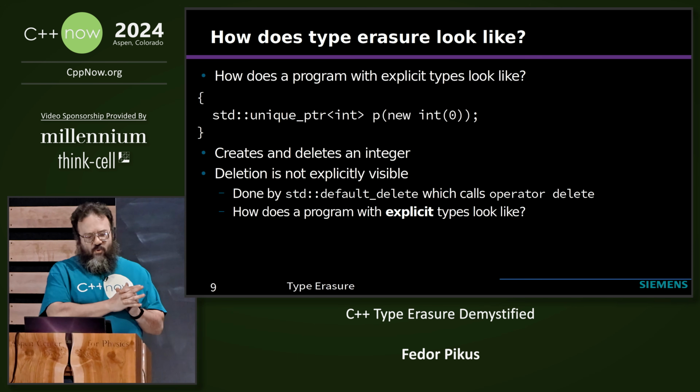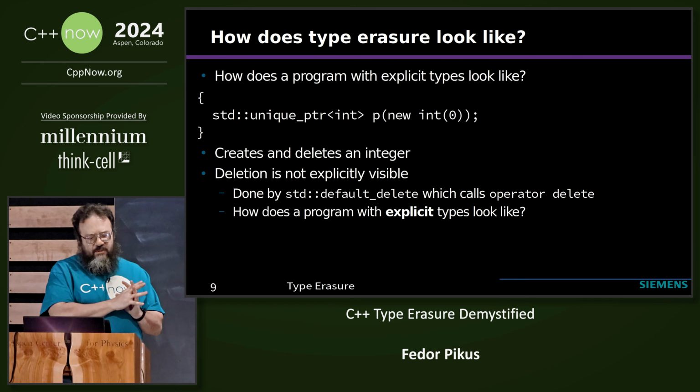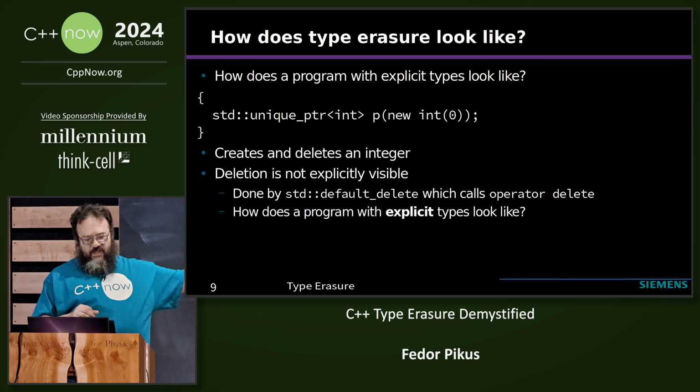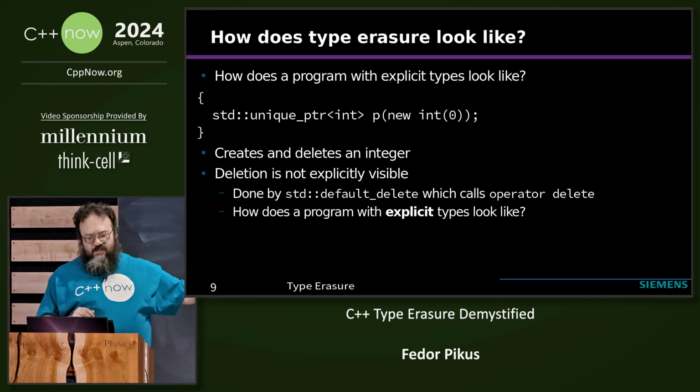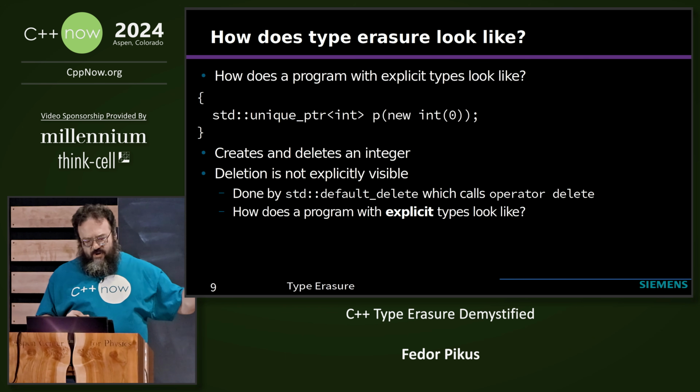So here is a unique pointer. Now, the deletion is not explicitly visible. In fact, nothing here tells you how the deletion will take place, but it's done by calling a callable object, std::default_delete, which actually calls operator delete. Okay, so this is the default.